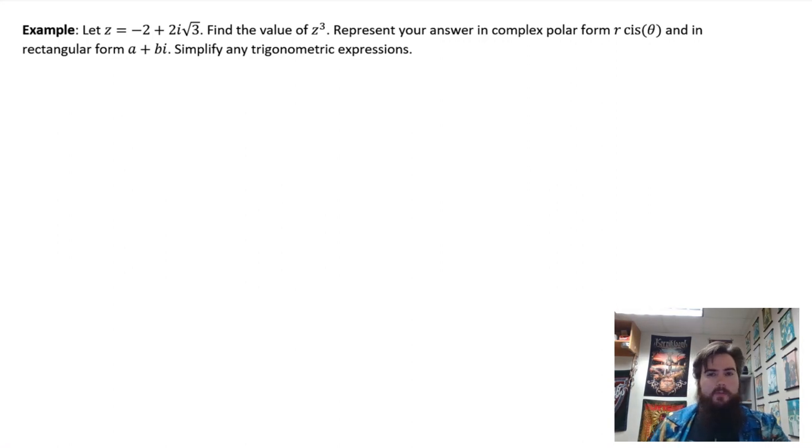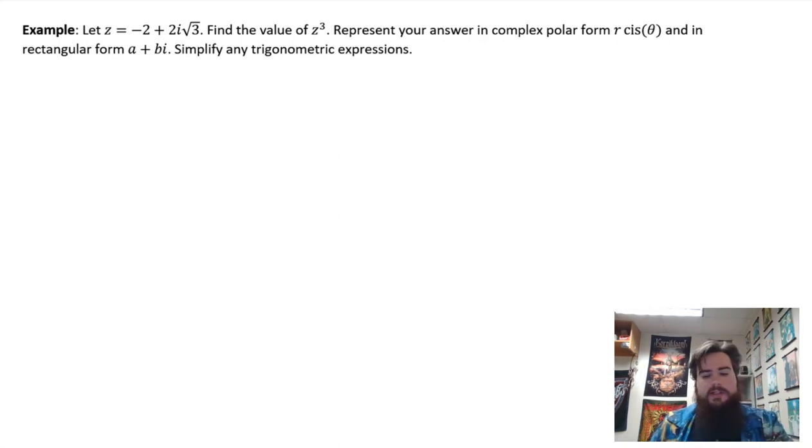In this example, we have let z equals -2 plus 2i square root of 3, and we're going to find the value of z to the third power. We'll represent your answer in complex polar form r cis of theta, and in rectangular form a plus bi. We're going to simplify any trigonometric expressions.